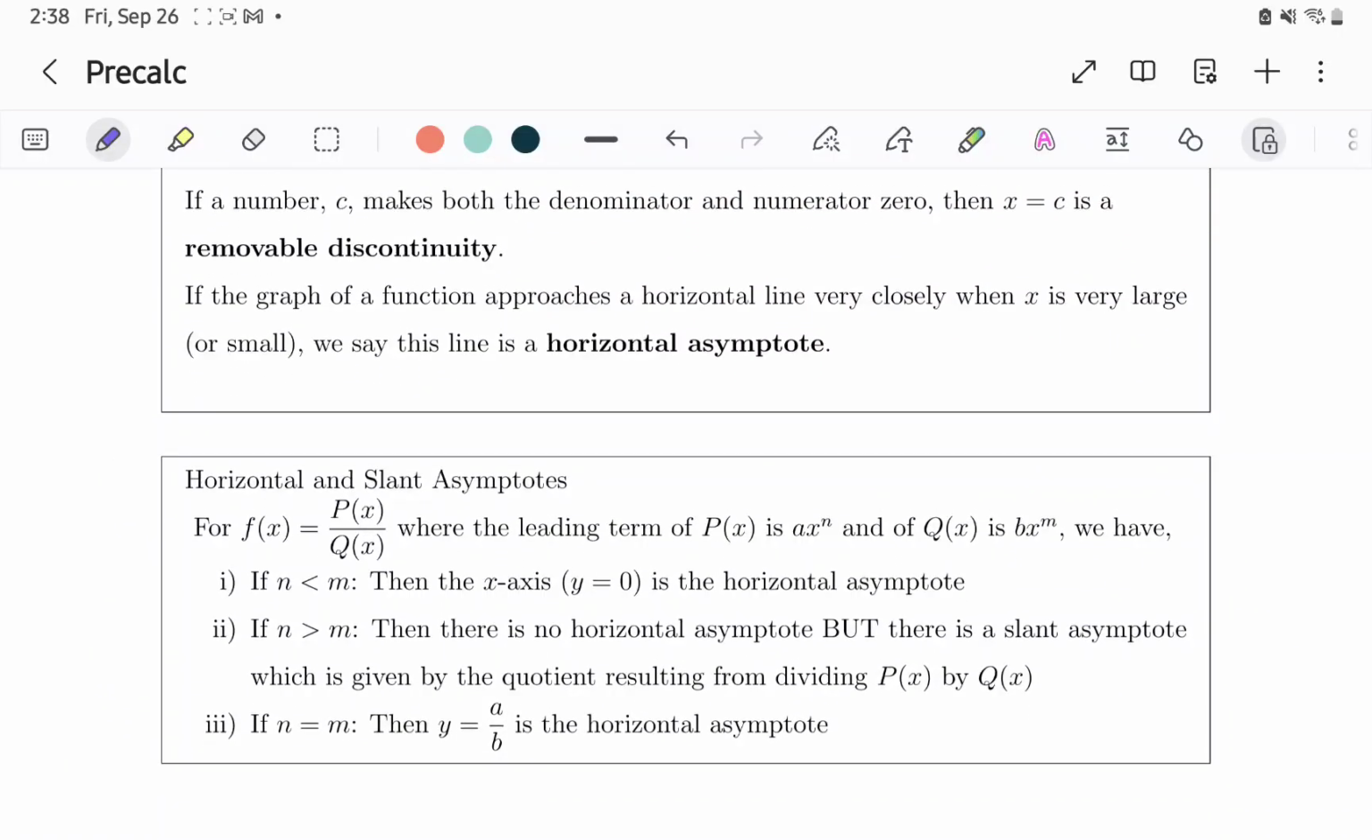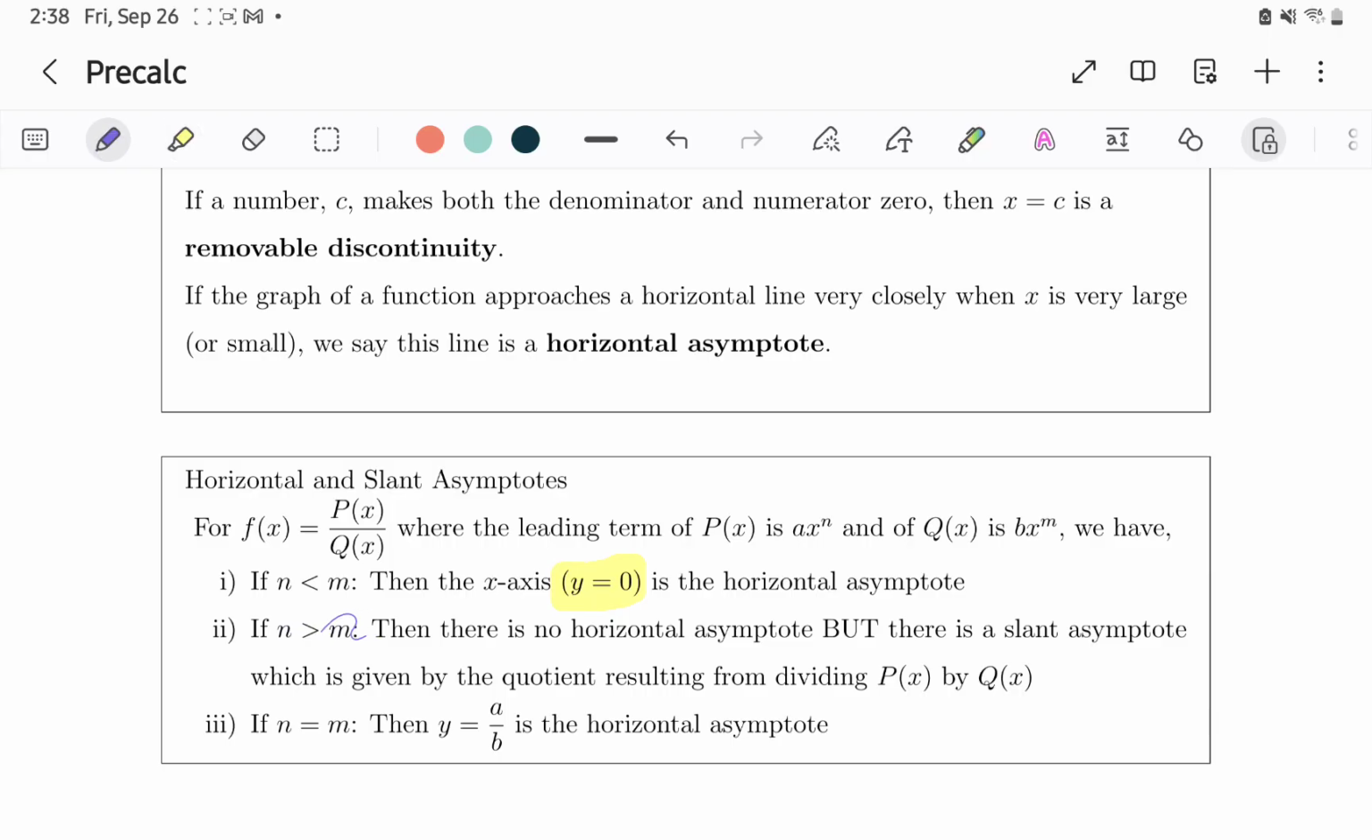And now for a little bit about horizontal and slant asymptotes. For a rational function f of x, which is equal to p of x over q of x, where the leading term of p of x is a times x to the n, and for q of x it is b times x to the m, we have that if n is less than m, so if the degree of p is less than the degree of q, then the x-axis, or rather the line y equals 0, is the horizontal asymptote.